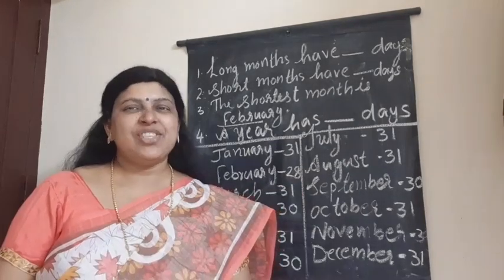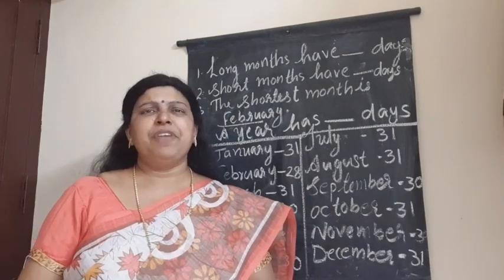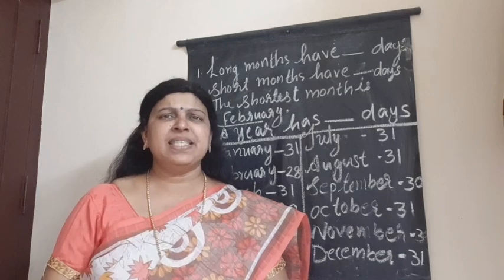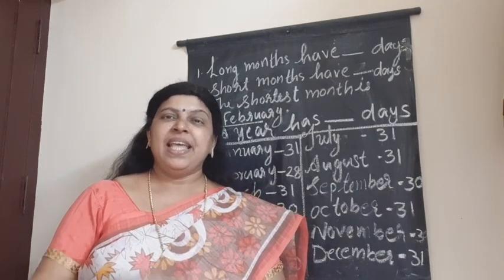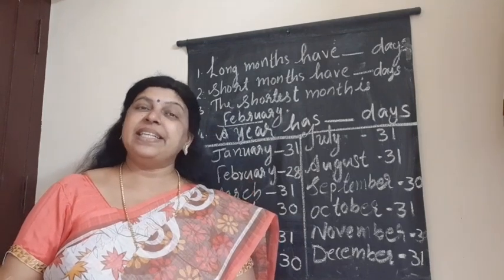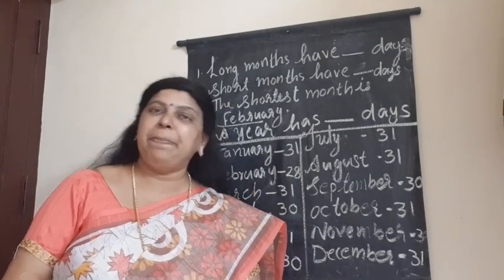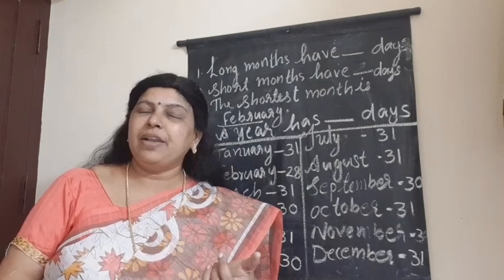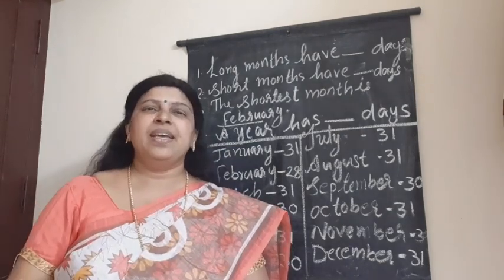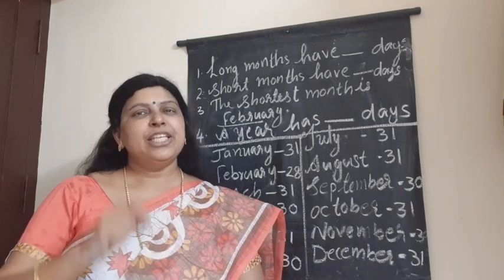Understood? Children, in some years, February has 29 days. That year we will call a leap year. So in a leap year, February has 29 days.